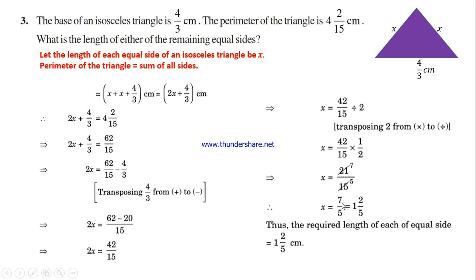It is in improper form, so you change it into mixed form. Thus, the required length of each of the equal sides is 1 and 2/5 centimeter. So the x value is 1 and 2/5 centimeter. To confirm your answer, you add all the sides, and definitely you will get 4 and 2/15 centimeter.